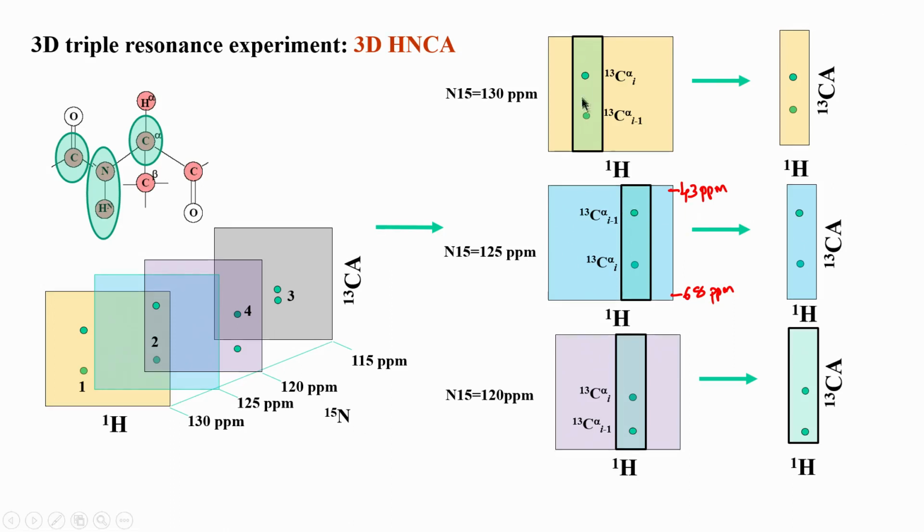So, there is no particular order, they come in any order, depending on their chemical shift value. But for every amide proton, you see here I am getting a corresponding 2 peaks here, and one is I, another is I minus 1.